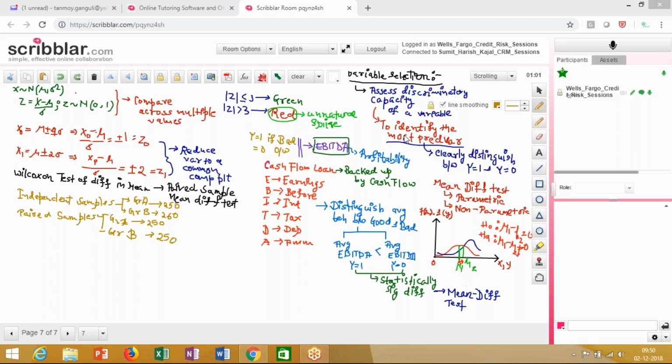Now the next part that comes up over here is, if I have a categorical variable, then how does that work? Let's say I'm trying to design an acquisition scorecard, and so I have my dependent variable as y equal to 1 if bad, equal to 0 otherwise. And I have a variable called delinquency history.